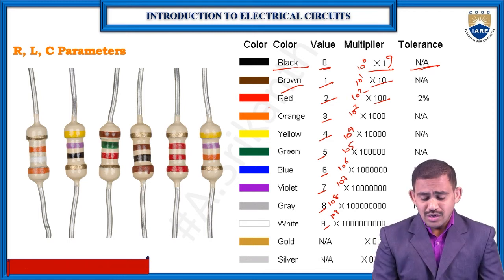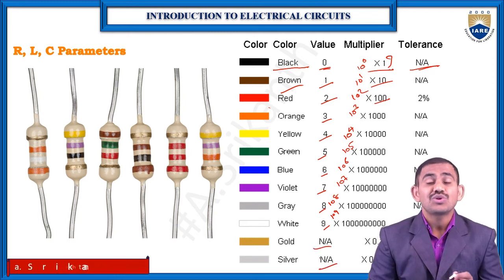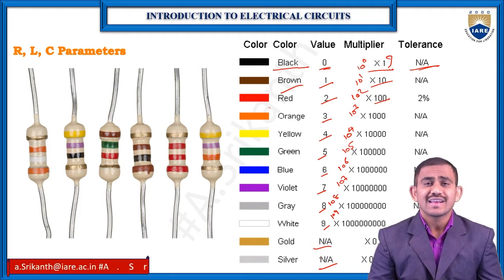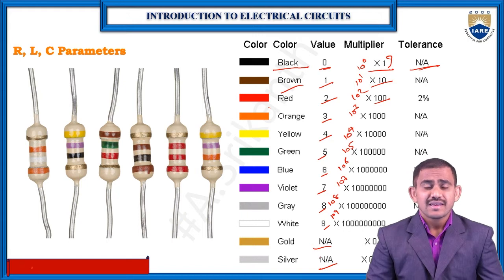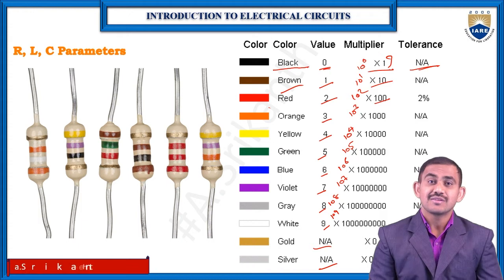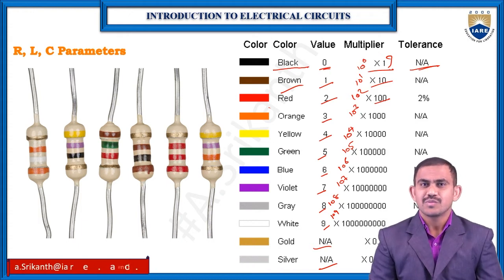And coming to gold and silver, those are the tolerance. Why tolerance? Every resistor has some plus or minus values. With a temperature increase, your resistor value will automatically increase, so for this we have some plus or minus values. That is the tolerance percentage. 5% to 10% of the resistor value will change.